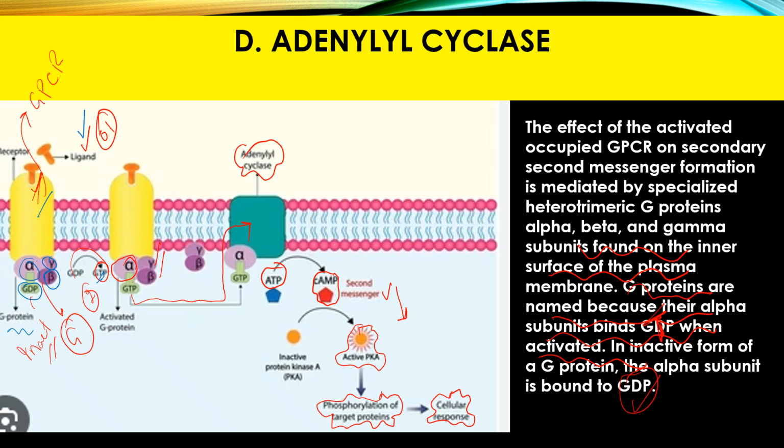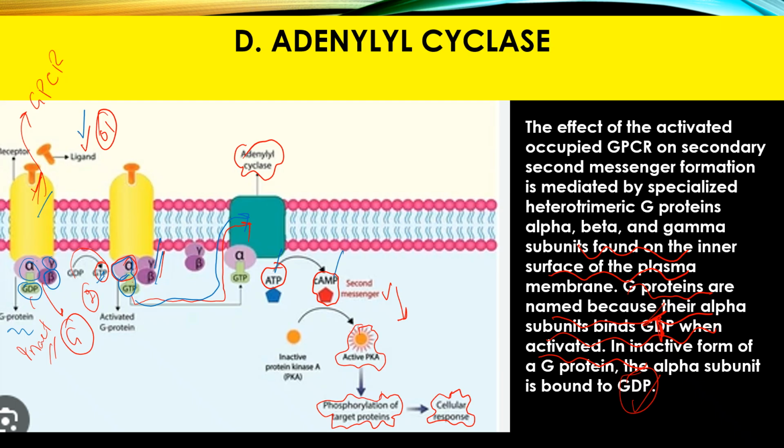Now this GTP is attached with the alpha subunit, and the alpha subunit will detach itself from the gamma and the beta and travel towards another enzyme which is embedded in the plasma membrane. Its name is adenylate cyclase. Adenylate cyclase, after attaching the activated alpha, will transform ATP into cyclic AMP.